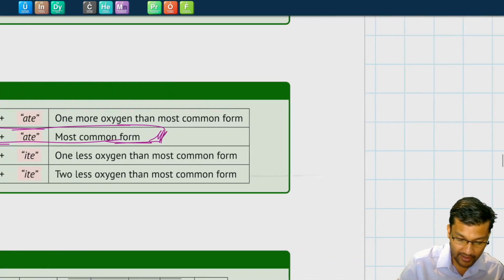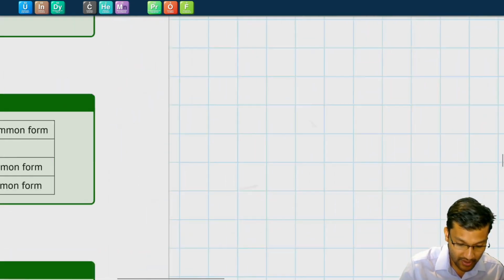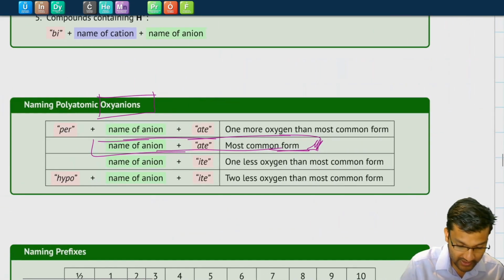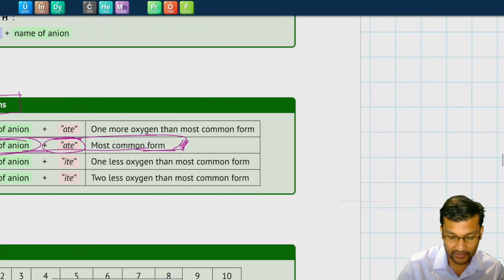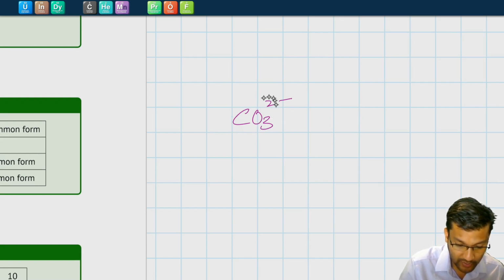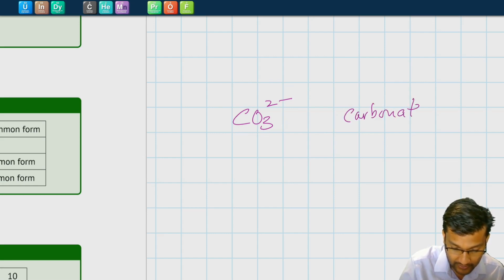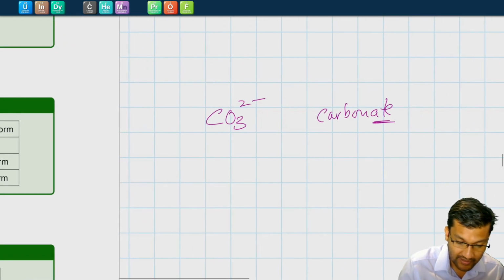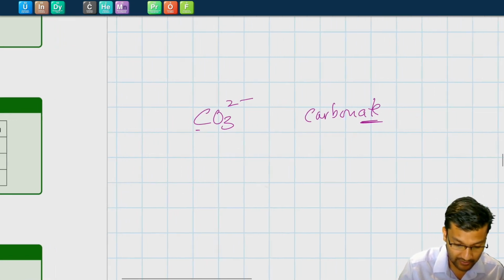And I'll show you what I mean by that. So the name of the most common form is just the name of the anion with an ATE ending. So for example, an oxyanion with carbon, CO3 2 minus. This is carbon with oxygen atoms in an ion. The name is just carbonate, right? The ending is ATE. This is the most common form of oxyanion with carbon in it, so we call it carbonate.